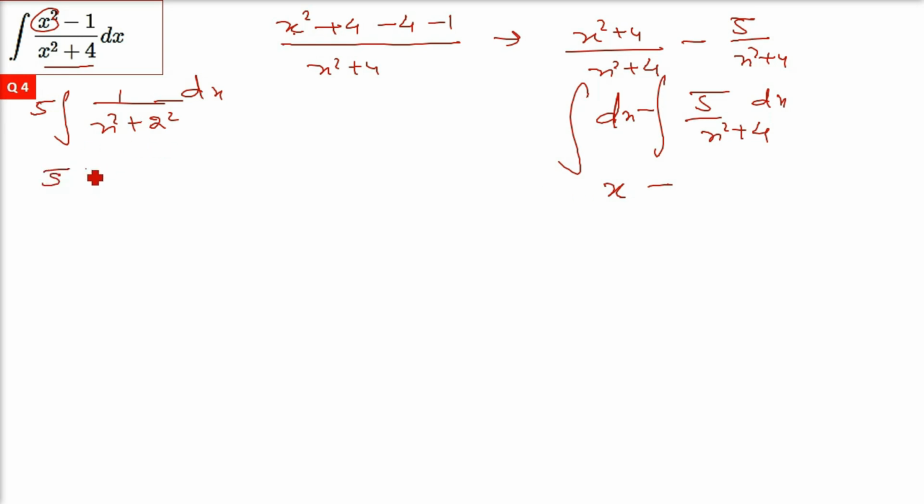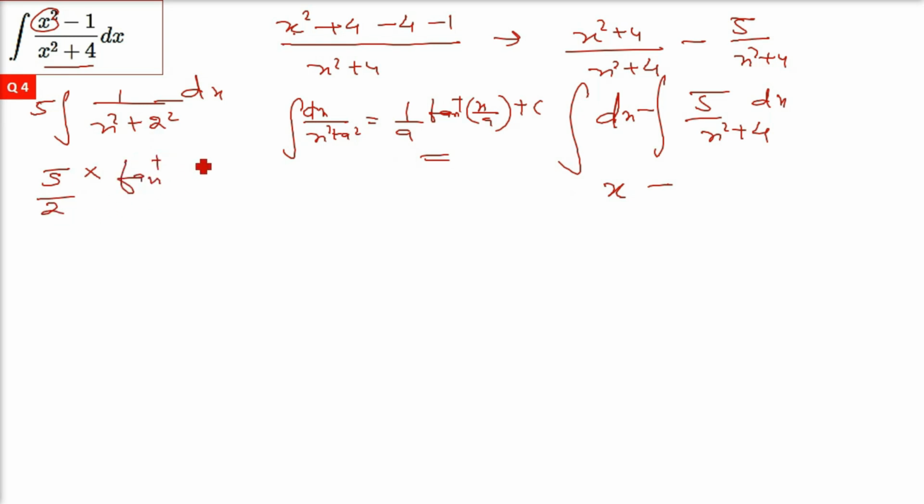So 5 here. So let me write this formula again. Integration of 1 by x square plus a square is 1 by a tan inverse x by a plus constant of integration. So 1 by a will be what? Here a is 2, and tan inverse x by a, a is 2. So this one is the integration of 5 divided by x square plus 4.